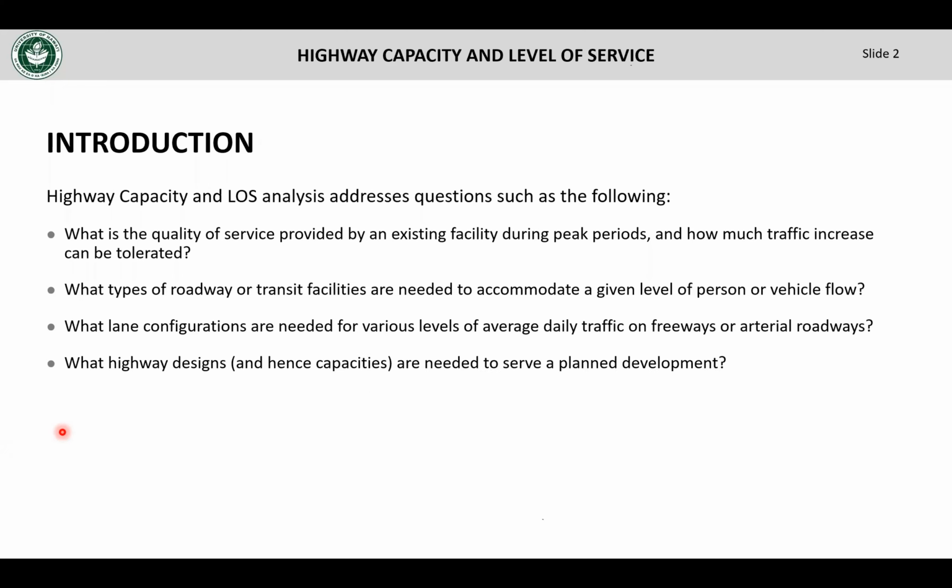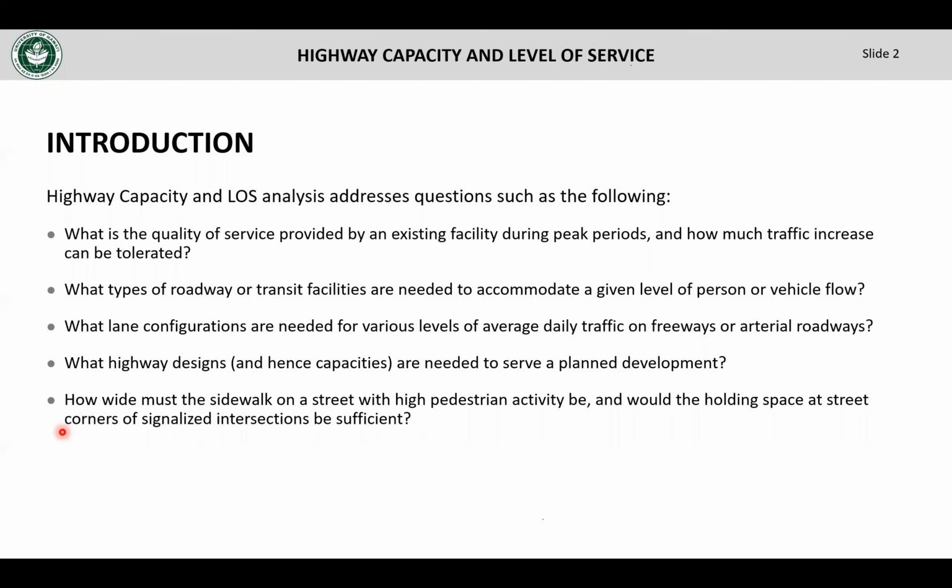And what highway designs, and hence capacities, are needed to serve a planned development? And how wide must the sidewalk on a street with high pedestrian activity be? And would the holding space at the street corners of signalized intersections be sufficient? So highway capacity is one of the most commonly used techniques that those of you who work in transportation will see.